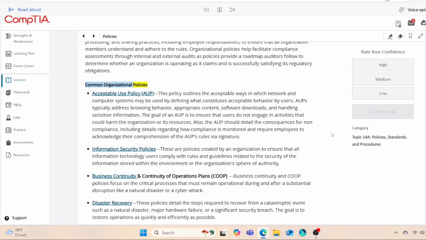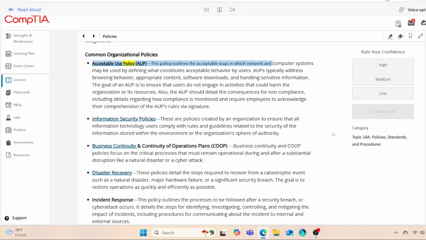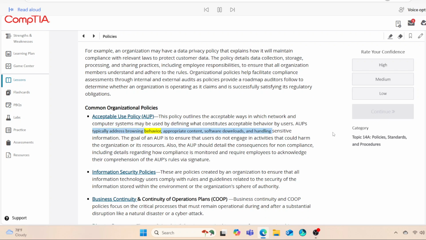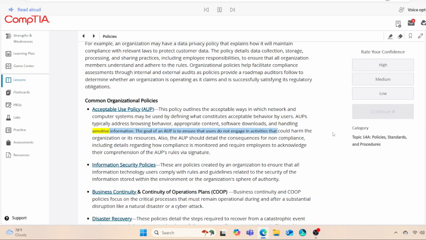Common organizational policies. Acceptable Use Policy, AUP. This policy outlines the acceptable ways in which network and computer systems may be used by defining what constitutes acceptable behavior by users. AUPs typically address browsing behavior, appropriate content, software downloads, and handling sensitive information.